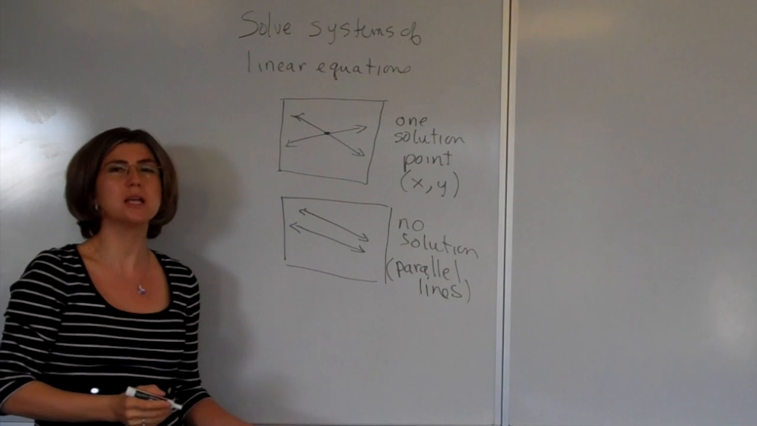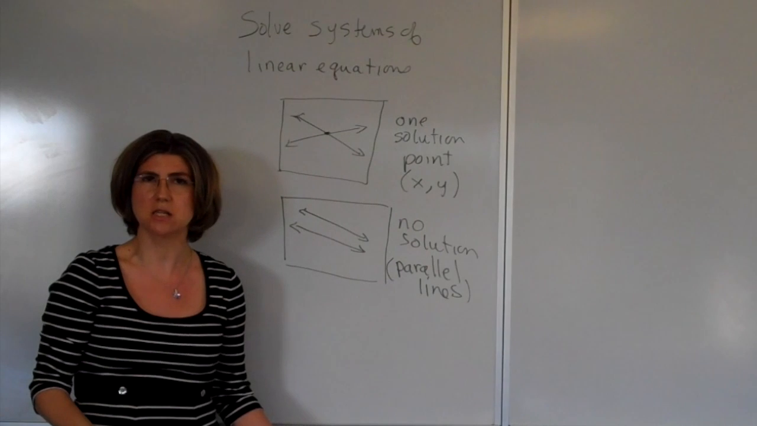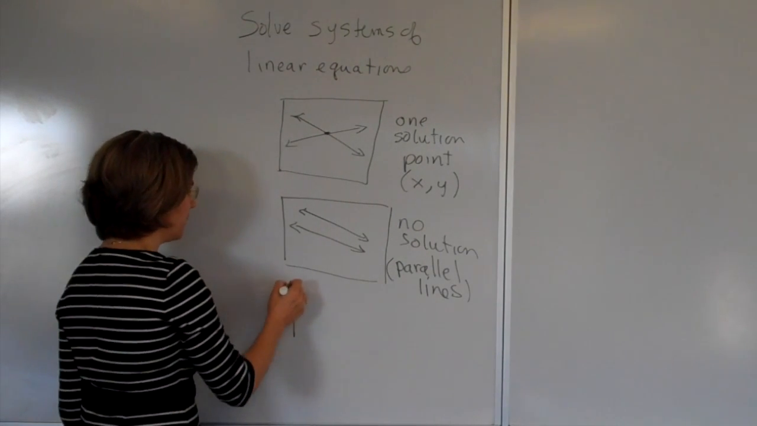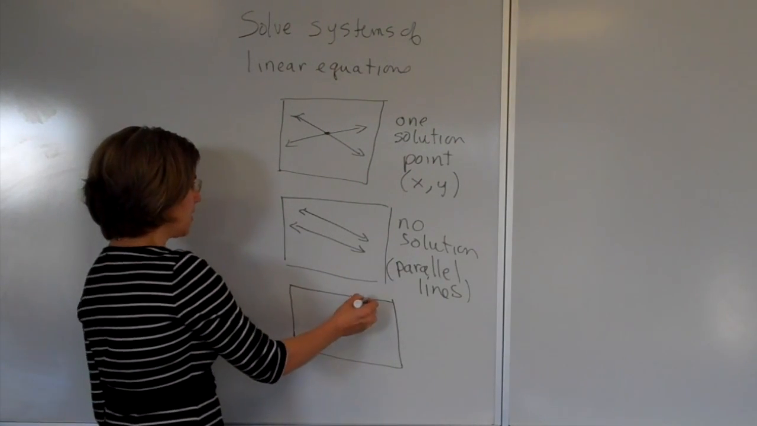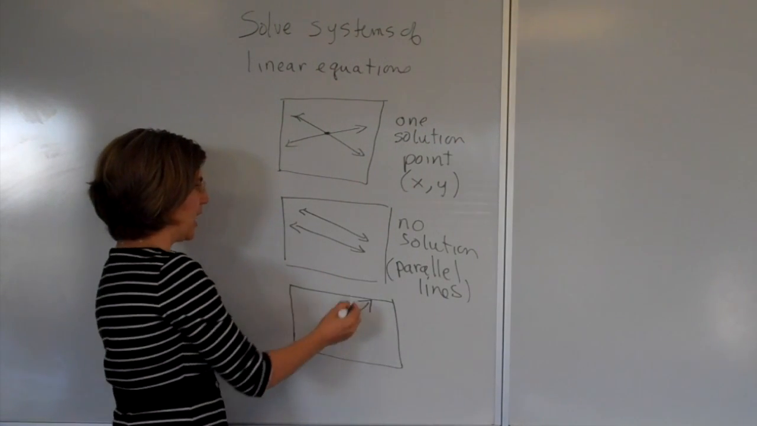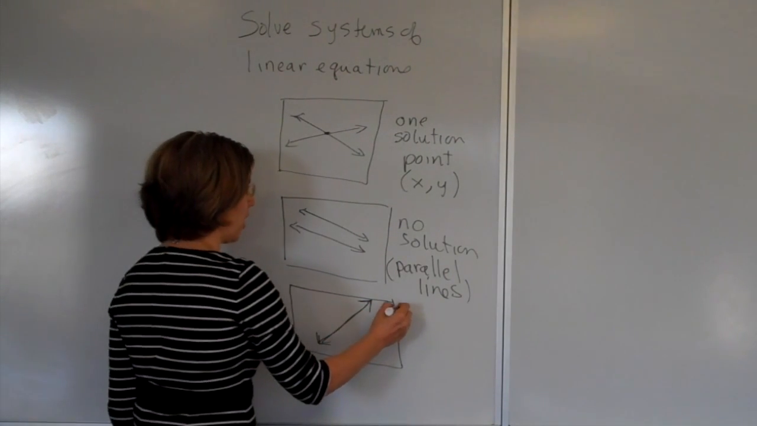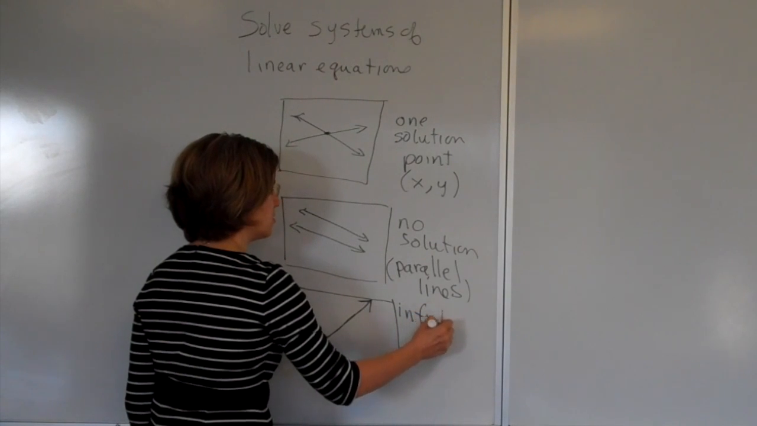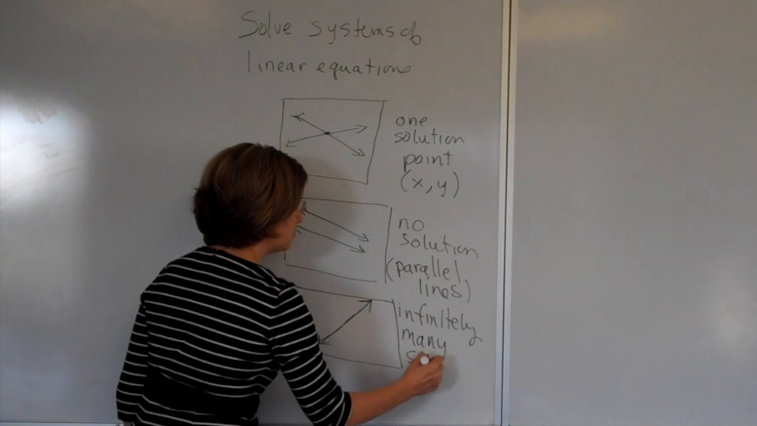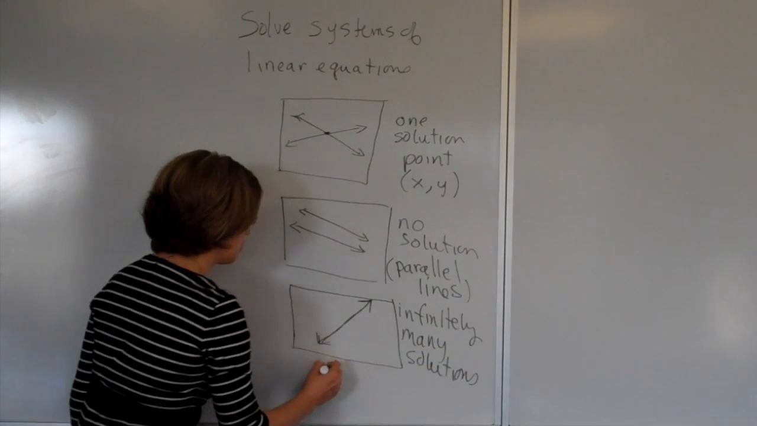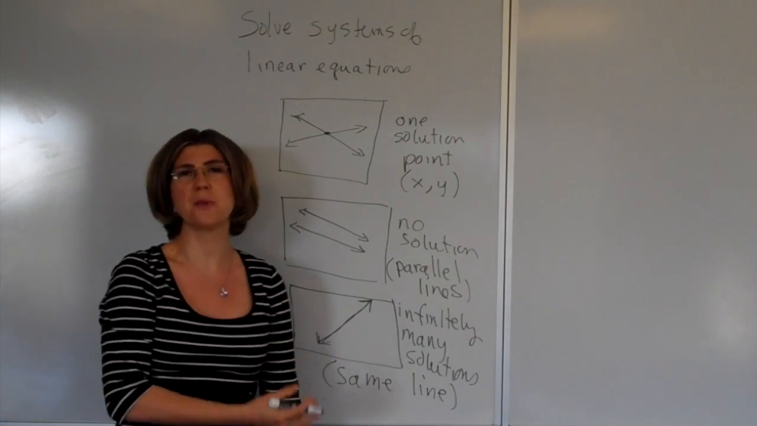The third possibility is that both of the equations that are given will actually represent the same exact line. Sometimes it will be cleverly disguised, sometimes it will not be cleverly disguised at all. And thus, the first equation will be this line, and the second equation will be the same line over again. Then there are infinitely many solutions. And this is when we have the same line. So let's look at an example of each of these.